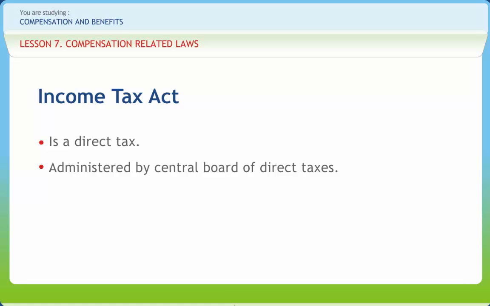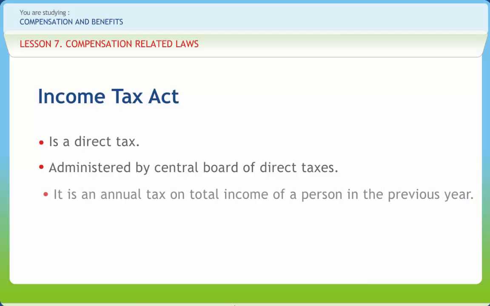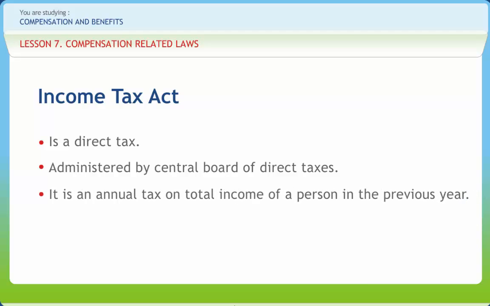Every year, the Finance Minister gives his detailed tax proposals, which are included in Part B of the Finance Bill. Income tax is an annual tax on the total income of a person in the previous year. The remuneration received by an individual is taxable under the head salaries, irrespective of whether the remuneration is termed as salary or wages. The annual value of house property is chargeable under the head income from house property.